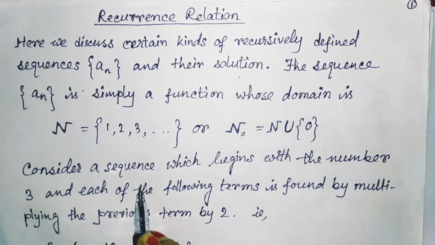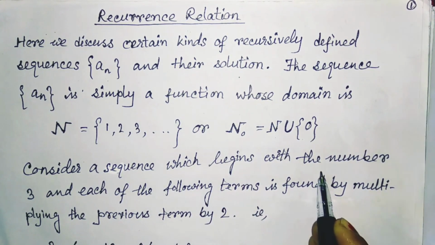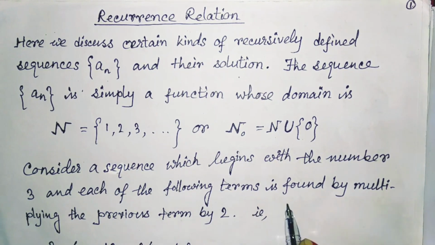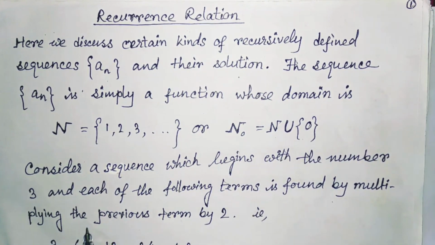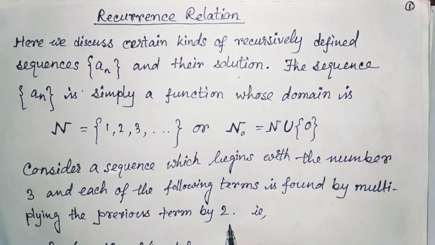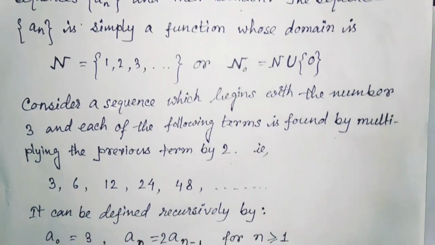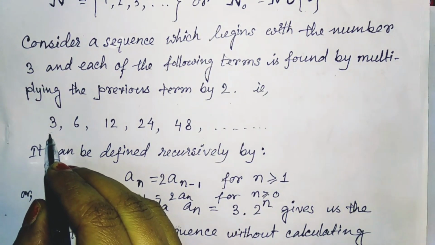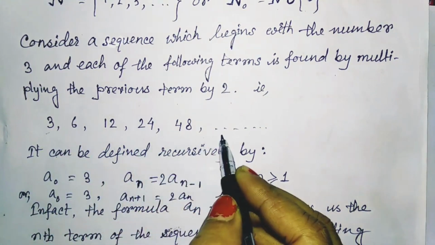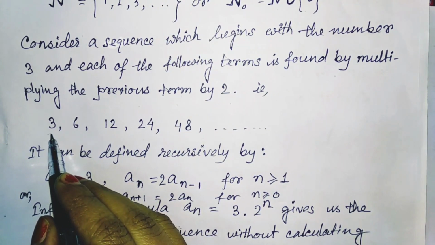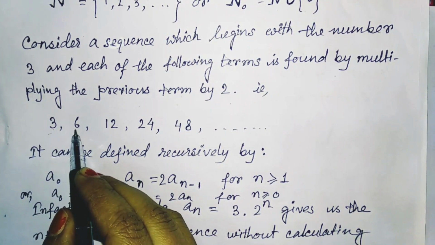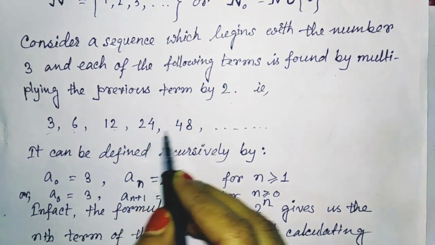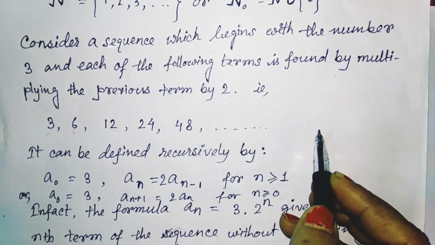So consider a sequence which begins with the number 3 and each of the following terms is found by multiplying the previous term by 2. That means here we consider a sequence which starts with 3 and all the next consecutive terms are multiplied by 2. That means 3 into 2 is 6, 6 into 2 is 12, 12 into 2 is 24, 24 into 2 is 48, and so on.